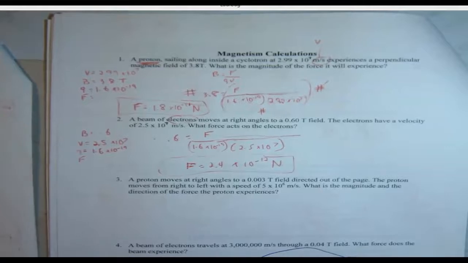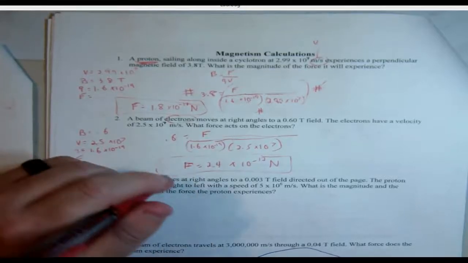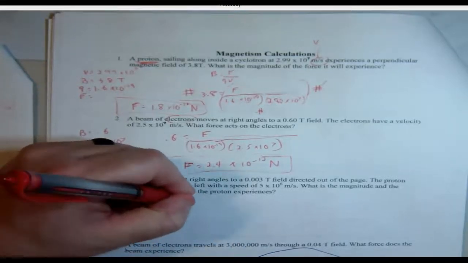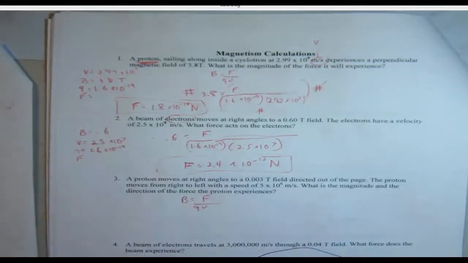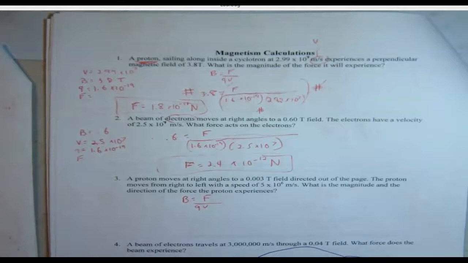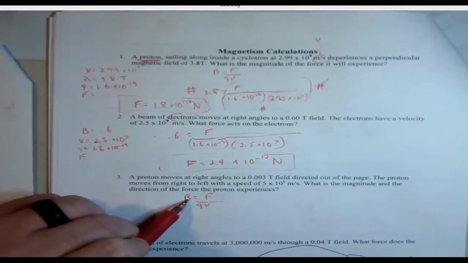Number 3. A proton moves right at this. What is the magnitude and the direction of the force? Well, okay. So same formula. I'm going to work this one out much less. Actually, it looks like every single one of these, you're just finding the force. So the setup is the same. Q times V, multiply that over, so multiply that by B, and then you're going to have force.